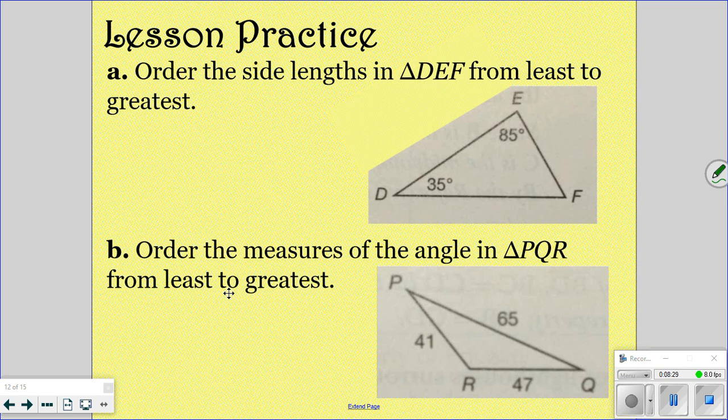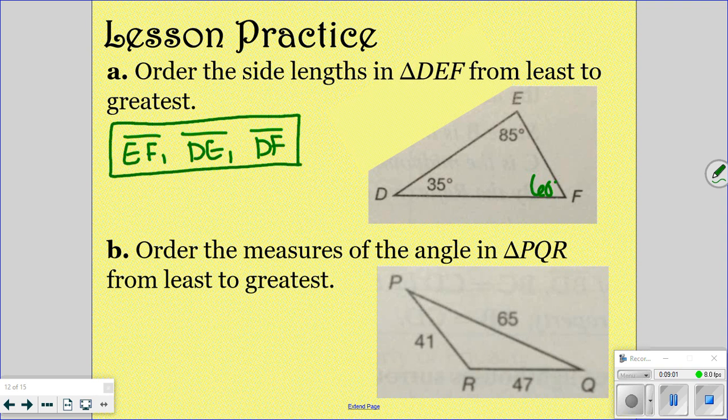For the math knowledge question, for the first one, I'm sorry. We're going to do 180 minus 85 minus 35 and get 60 degrees. So we want to go from least to greatest. So the smallest angle is 35, which is opposite side EF. And then we're going to have side DE, and then we're going to have side DF. So that would be your answer for that one.